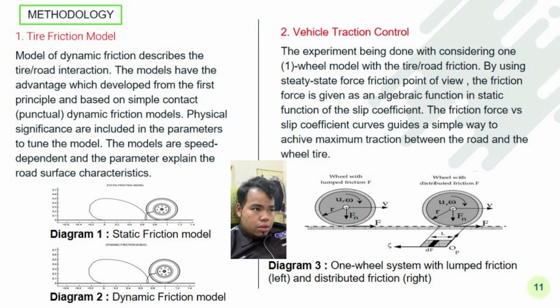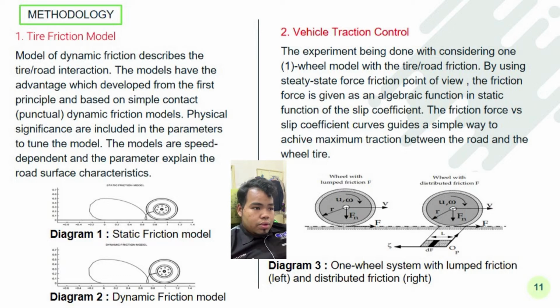So for the methodology, one is the tire friction model. Models of dynamic friction describe the tire-road interaction. The models have the advantage of being developed from first principles and based on simple contact control dynamic friction models. Physical significance is included in the parameters to tune the model. The models are speed dependent and the parameters explain the road surface characteristics.